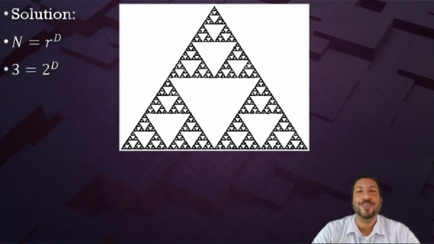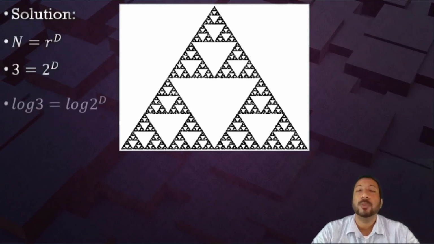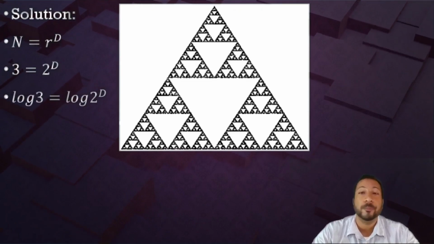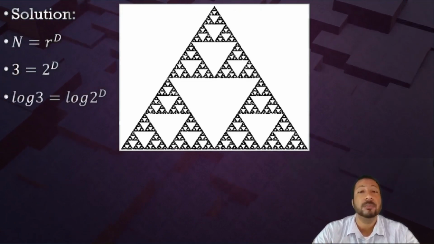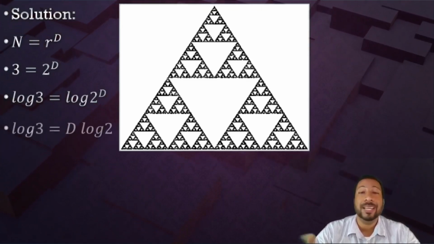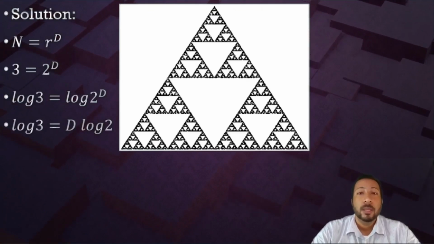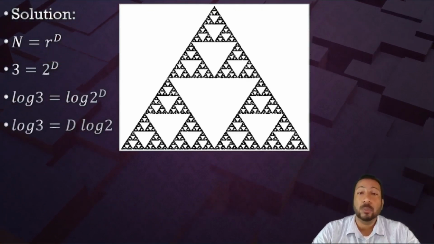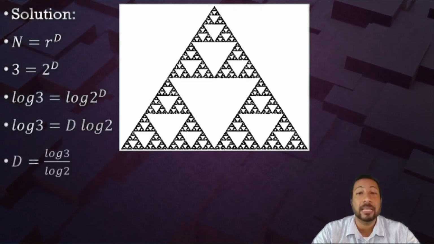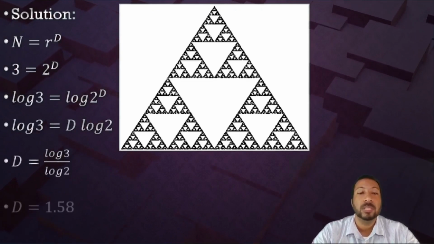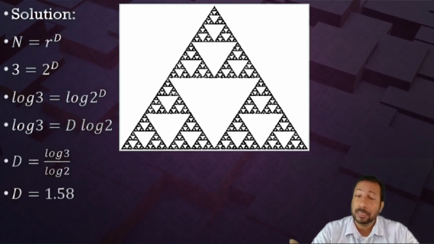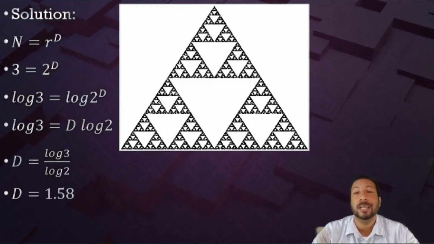By using logarithms. So if we take logs of both sides, we'll have that the log of 3 is equal to the log of 2 to the d power. Applying our laws of logarithms, if we have 2 to the d power, we then take that d and multiply it times the log of 2. d times the log of 2 is equal to the log of 3. So to find d, we take the log of 3 and divide it by the log of 2, which will give us that d is equal to 1.58, which is indeed a number between 1 and 2.